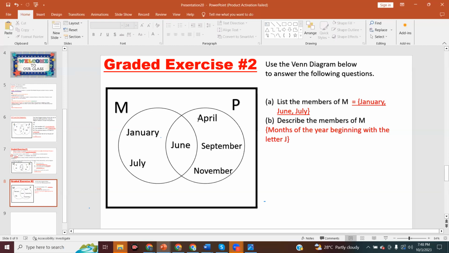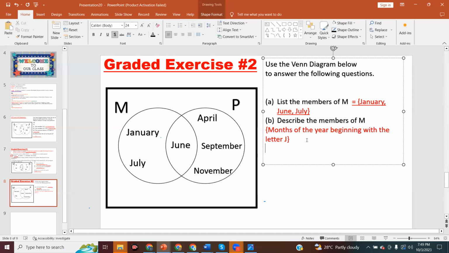I guess the most we can say is they are months of the year. But that's not even fully true because it's skipping some months. P would be harder to describe, but M is easier. So M is straightforward: months of the year beginning with J. All right, so next question.